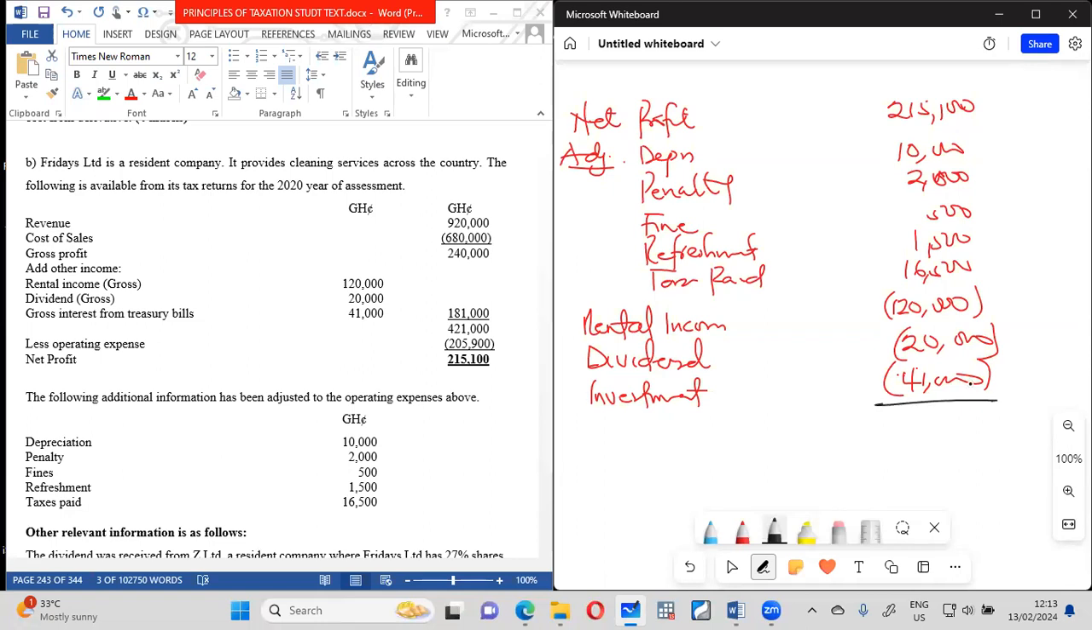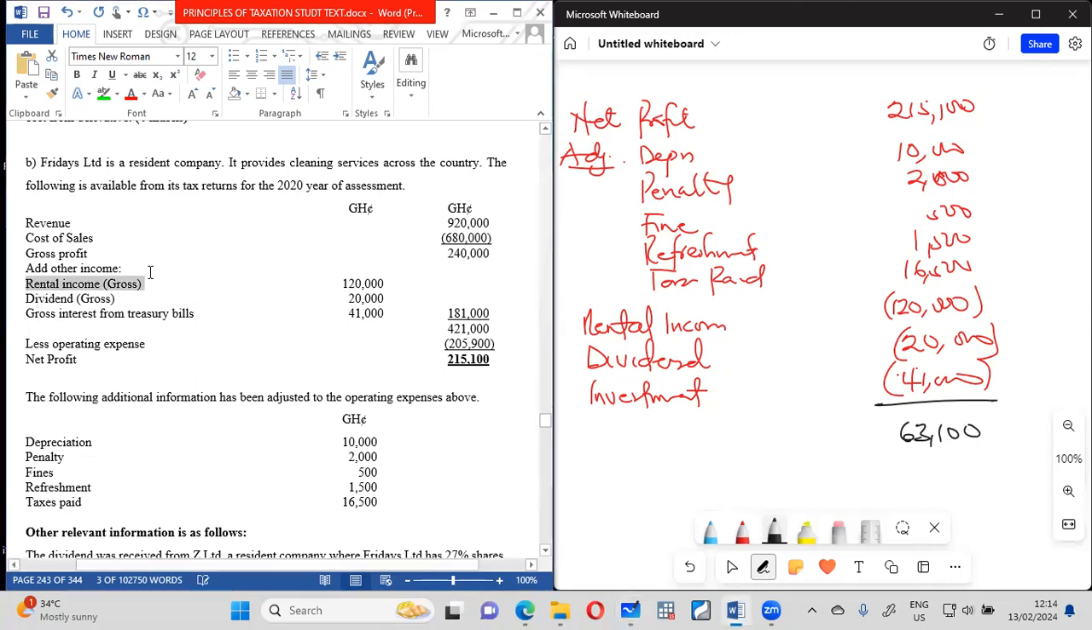All right, guys, let's total. So we have 215,100 plus 10K plus 2,000 plus 500 plus 16,500 as tax paid, minus 120,000, minus another 20,000, minus 41,000. So that gives me 63,100. That is what I have, 63,100. Basically, you go through this, and after all these things, you have your balance. That balance that you have, you now come and talk about the others.